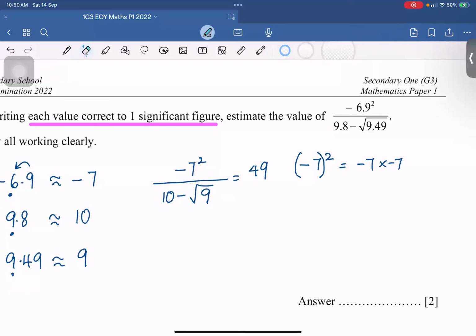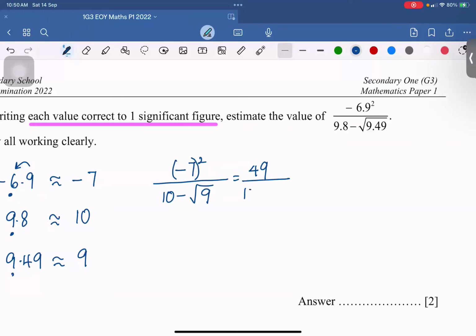There's a little trap that the teacher set inside here, because when you key in exactly what is written, your calculator does not know how to process negative 7 and add a bracket to it. So you need to add the brackets on your own. So it's negative 7, the whole thing, with the square. That will give you 49.